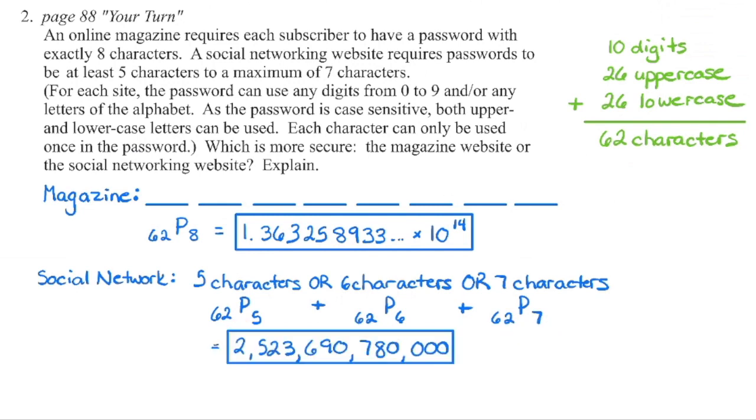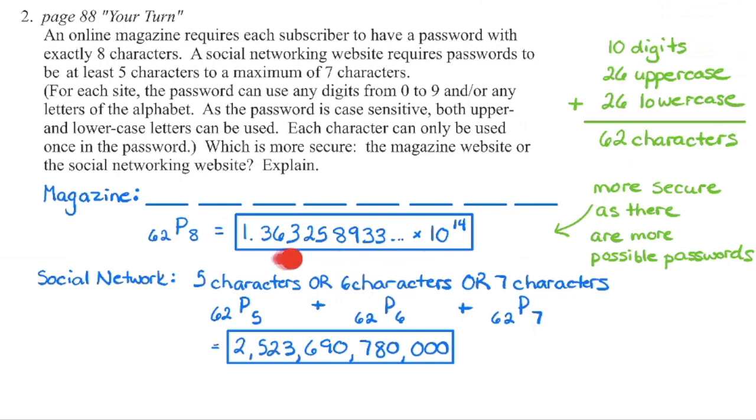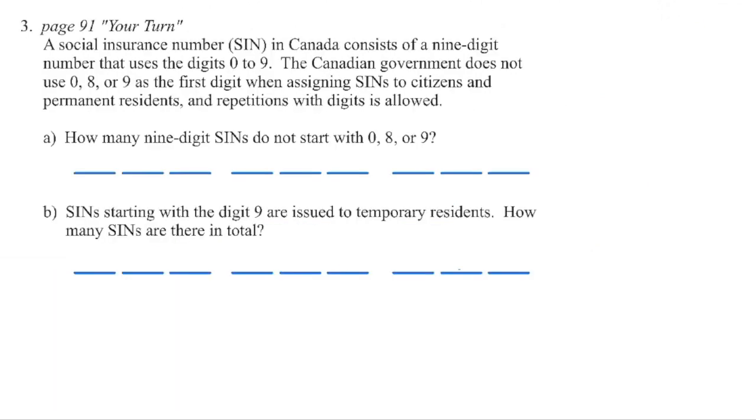And when I add those 3 together, I end up with 2,523,690,780,000 different potential passwords. So which is more secure? Well, the one that has more passwords is going to be more secure. So because I have a lot more passwords with the magazine site, this is the site that's going to be more secure.